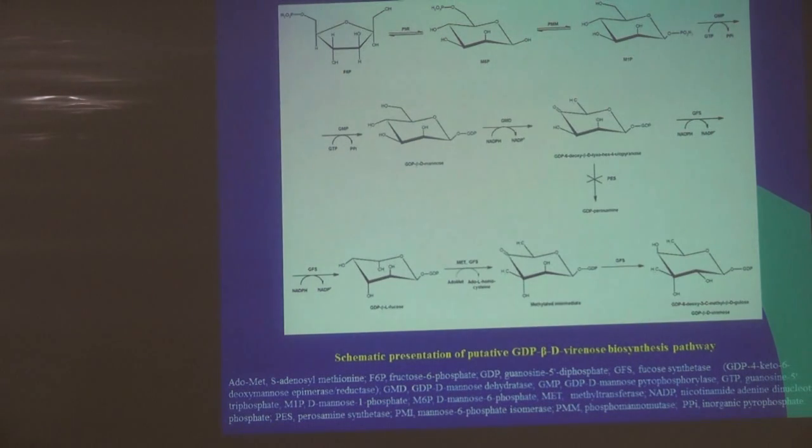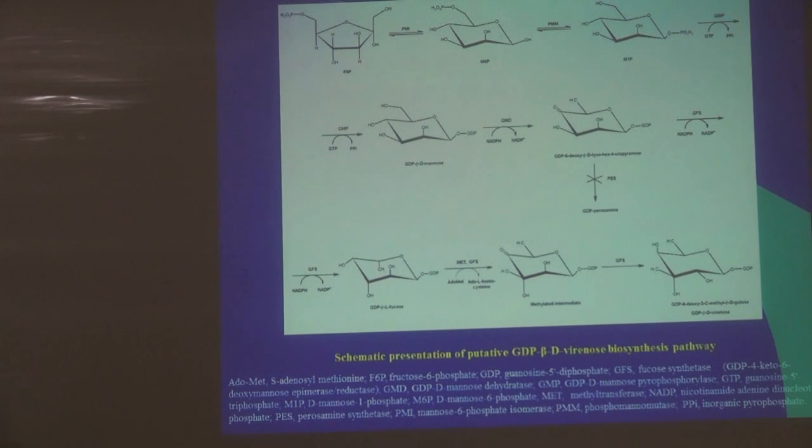And this is the biosynthesis of Coxiella virenose here. It's very complicated. I don't know whether I should go through it. Shall I? So that was a schematic presentation of how this virenose is biosynthesized. There are a lot of steps here. Some of those steps at the beginning have already been complemented and confirmed here. So I'll go through it very briefly.